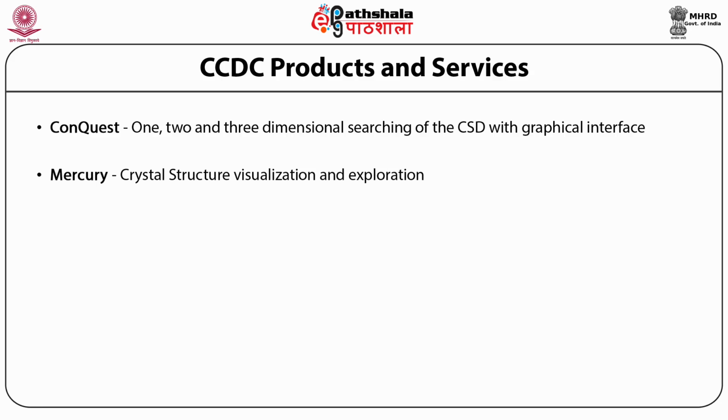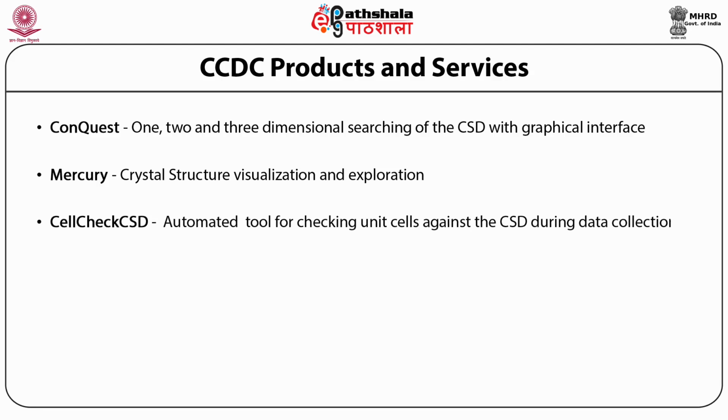Mercury is a crystal structure visualization and exploration tool. It offers a new collection of tools for the analysis of geometrical, chemical, and crystallographic data. It also provides interactive statistical, charting, and plotting options alongside the 3D structure visualization and analysis. To check the unit cells against the CSD during data collection, CellCheck CSD will be used.